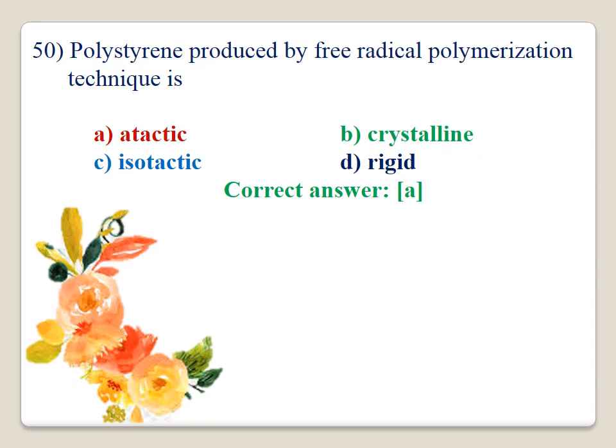Number 50. Polystyrene produced by free radical polymerization technique is atactic. Option A is correct. The correct answer is A.